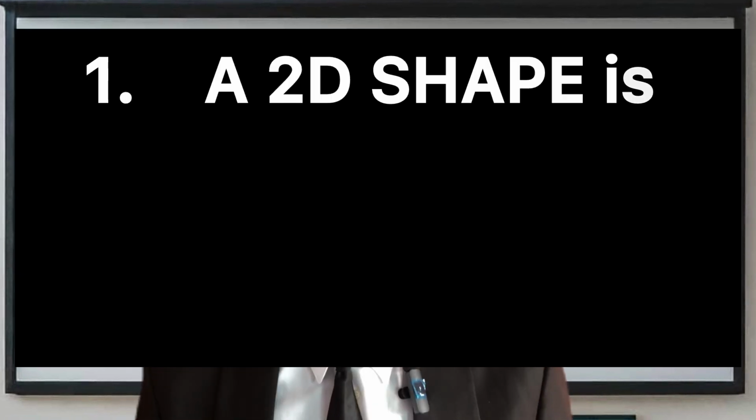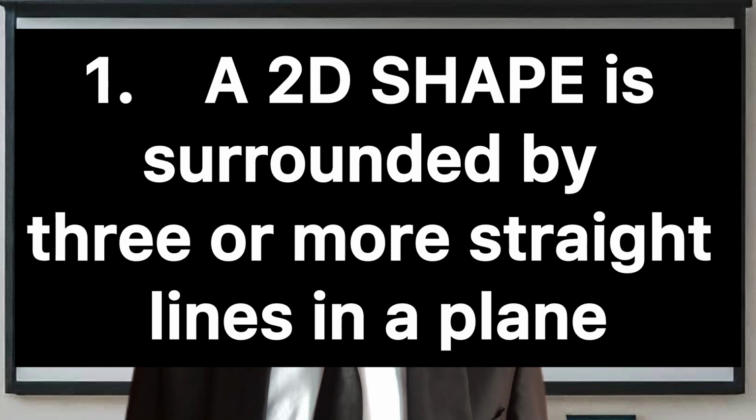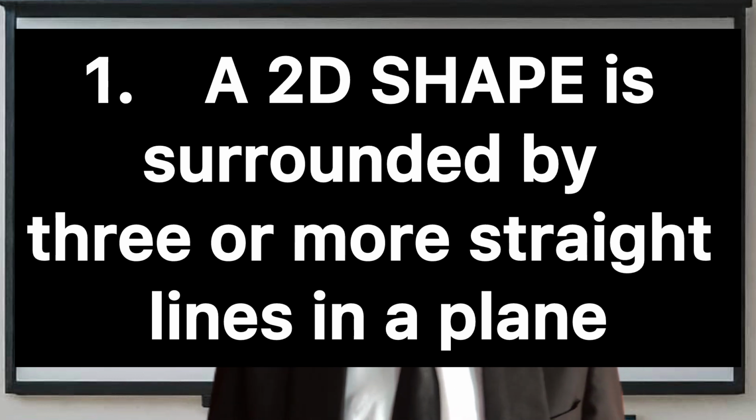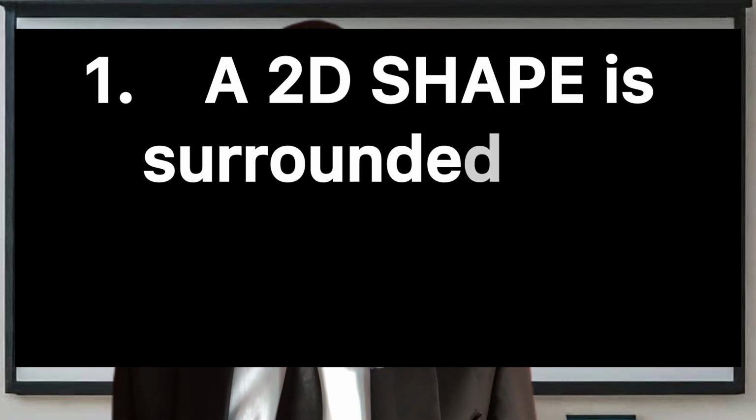In geometrical shapes, we have two different types of shapes: the 2D and the 3D shapes. And what is the difference between the 2D shapes and the 3D shapes? The first thing is that a 2D shape is surrounded by 3 or more straight lines in a plane. They are surrounded by 3 or more straight lines.